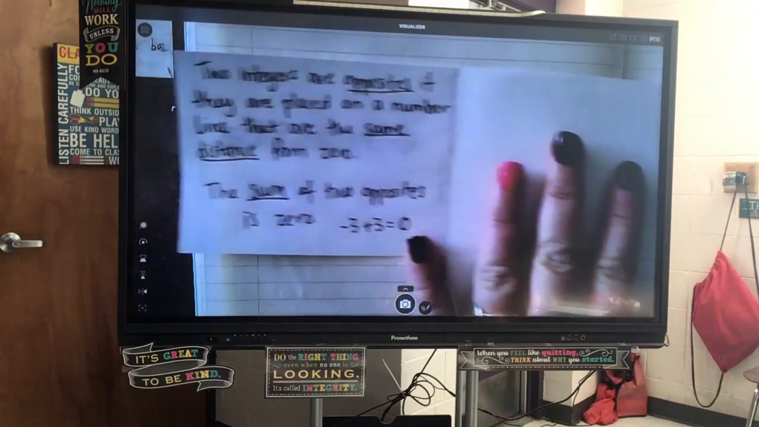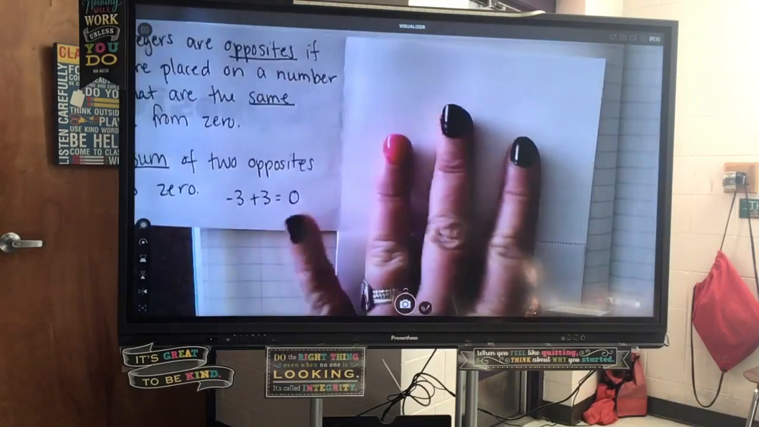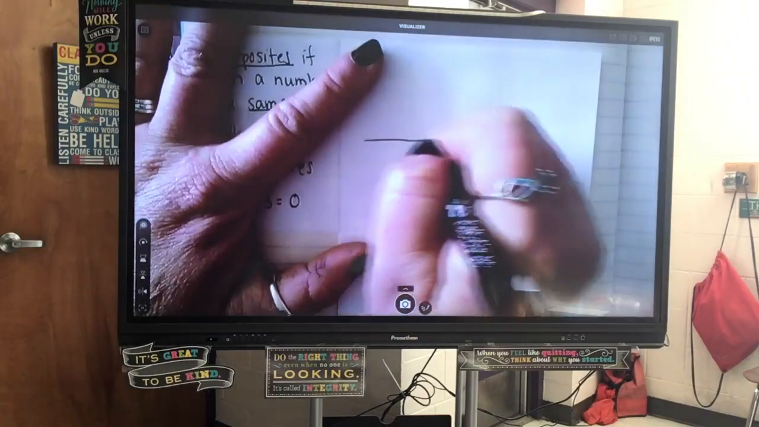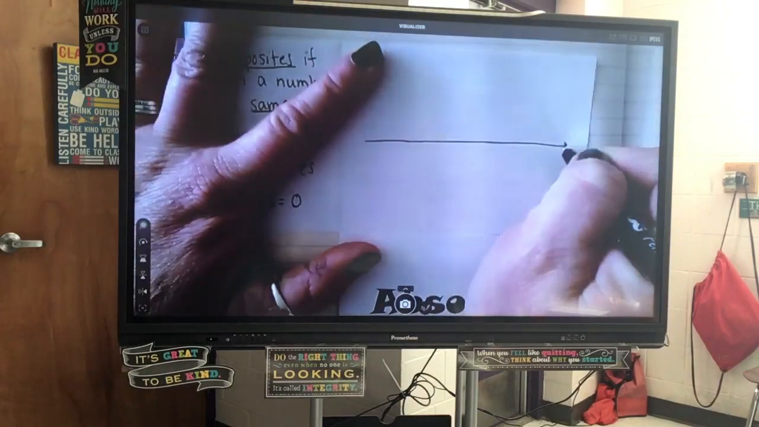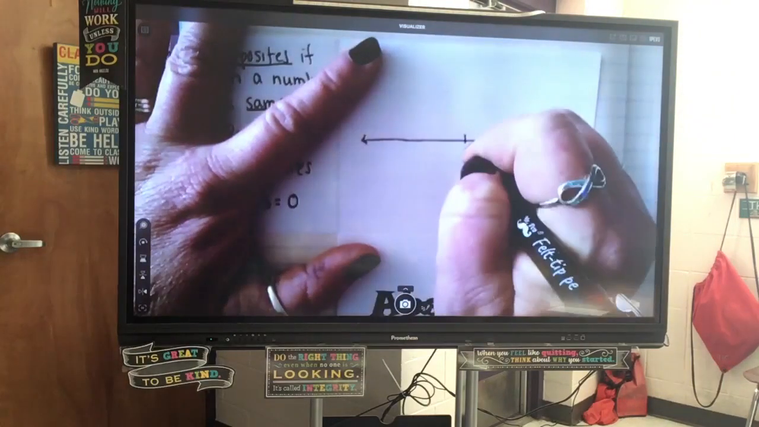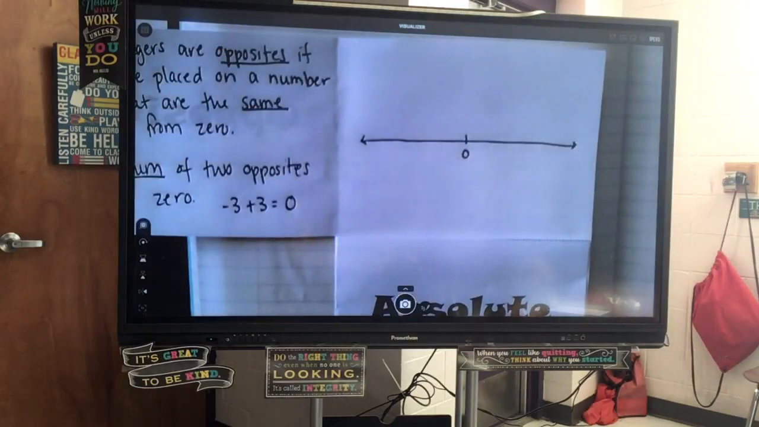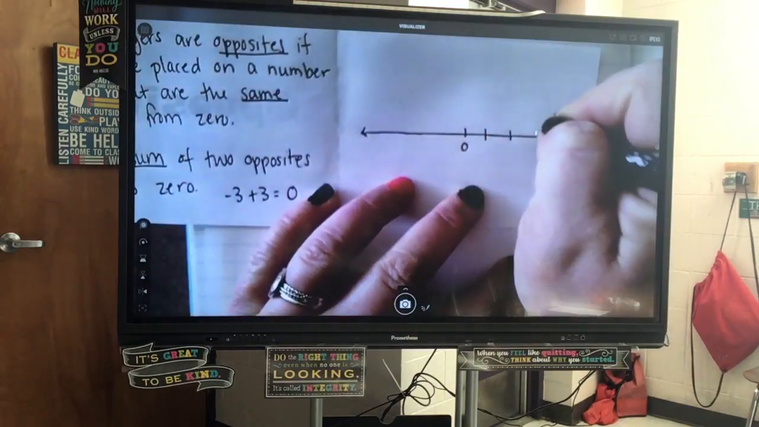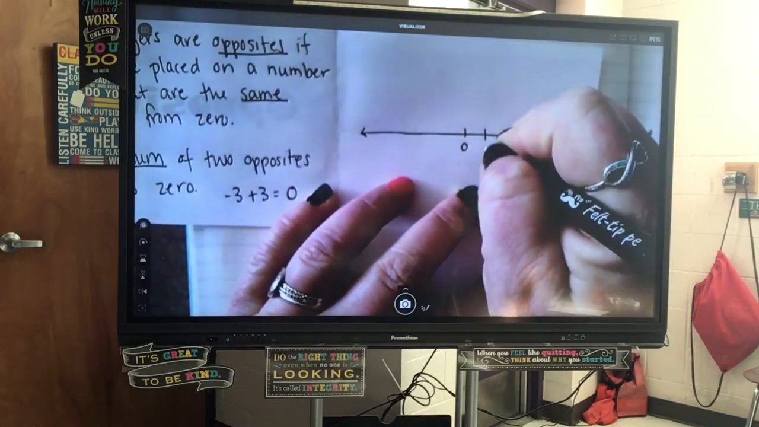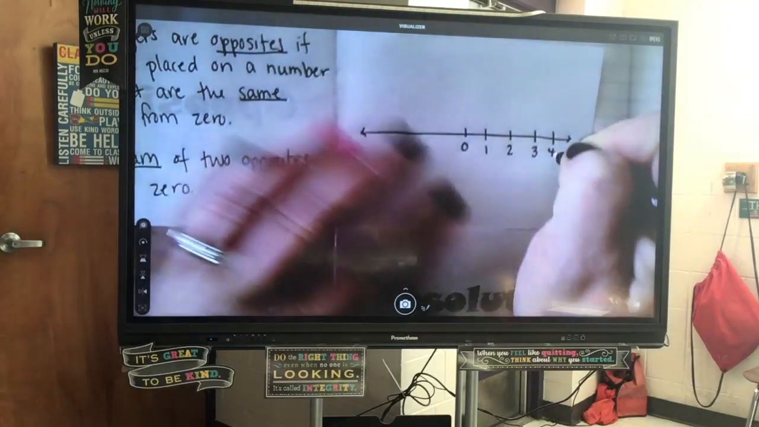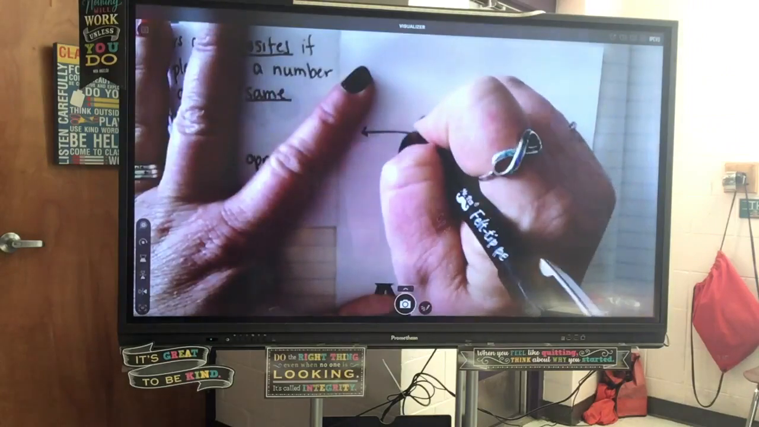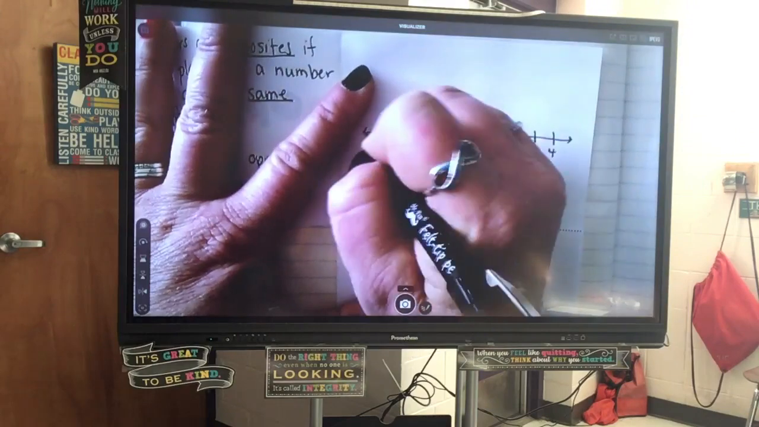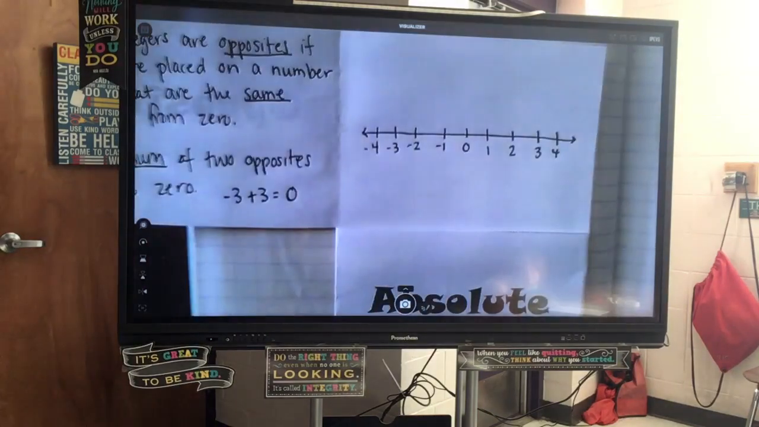Alright, so let's slide over to this side, and you're gonna draw a number line. Just kind of in the middle. And we're gonna put 0 in the middle. And then you're gonna put 4 tick marks to the right. And 4 tick marks to the left. Alright, again, thumbs up when you have this done.